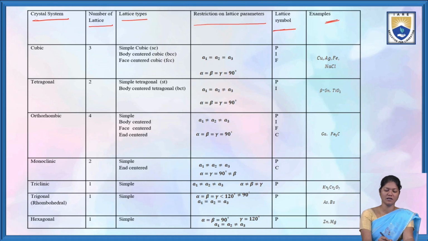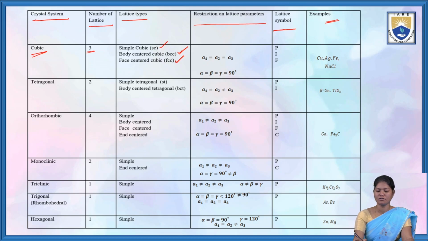So the first one, cubic crystal. Cubic crystal gives 3 lattices. Those are simple cubic, body centered cubic, and face centered cubic. So simple cubic crystal, body centered cubic crystal, and face centered cubic crystal. So 3 types of lattices can be shown.